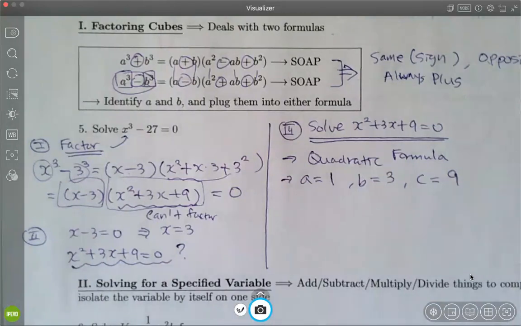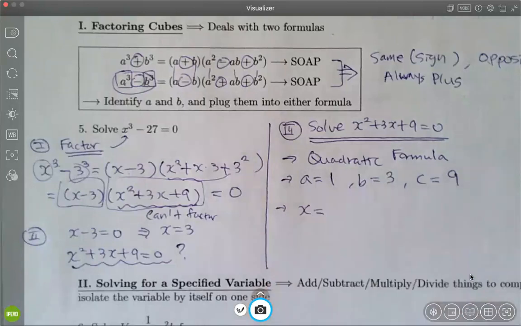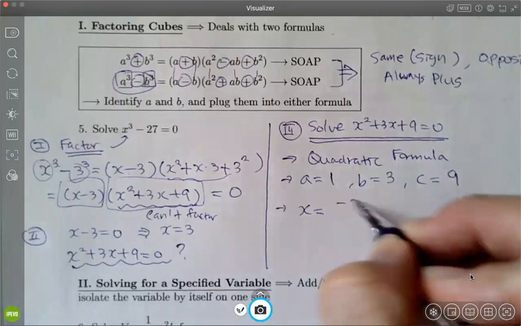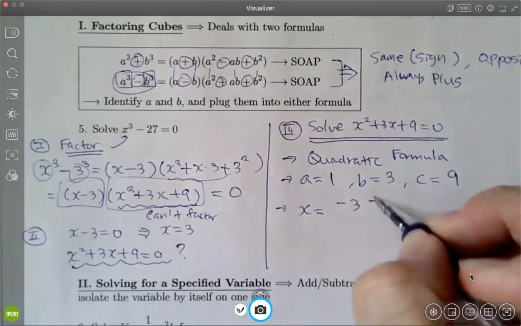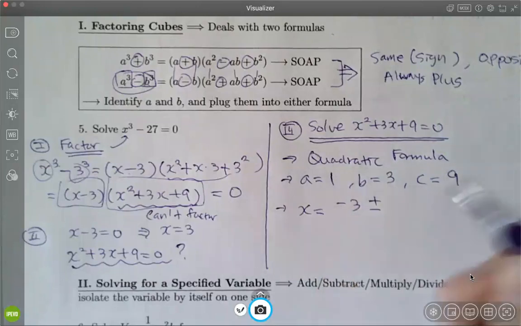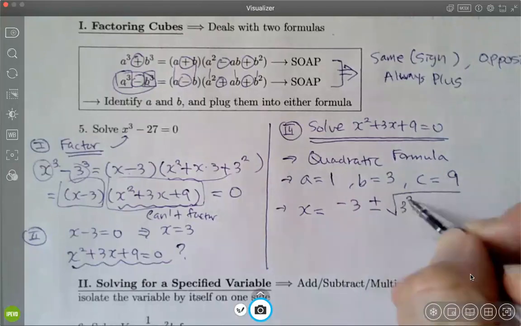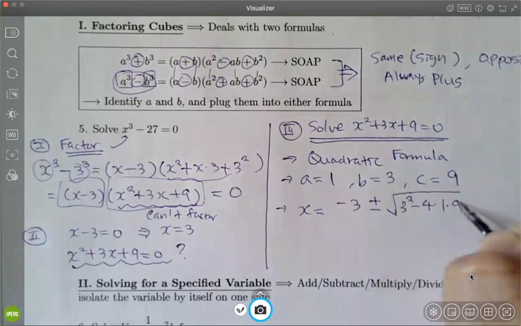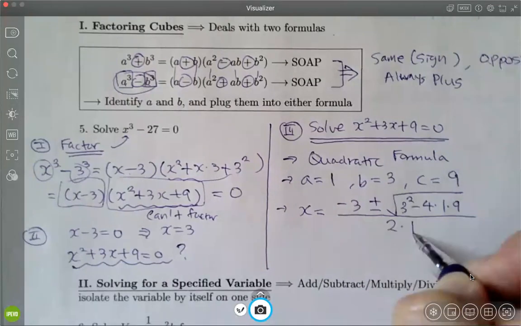Okay. So x is equal to negative b, right? So what does that mean? Negative 3. And then remember we have the plus minus sign, right? And then we have the square root. And now what goes inside the square root? B squared minus 4AC, right? So what does that mean? 3 squared minus 4 times 1 times 9. And everything over 2A, or 2 times 1.